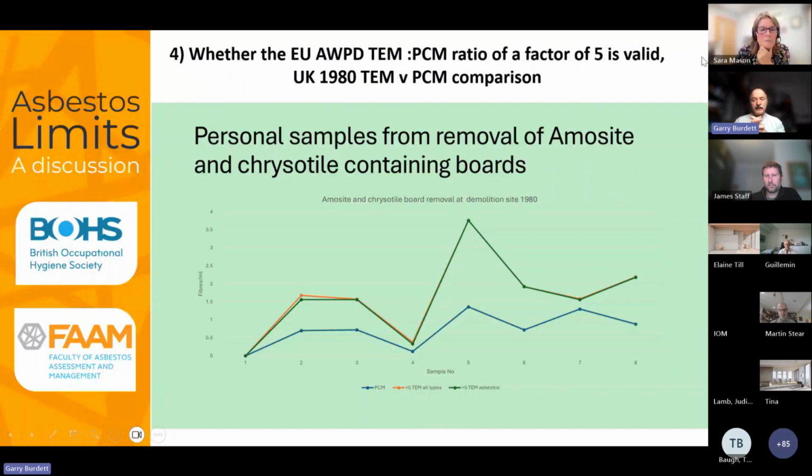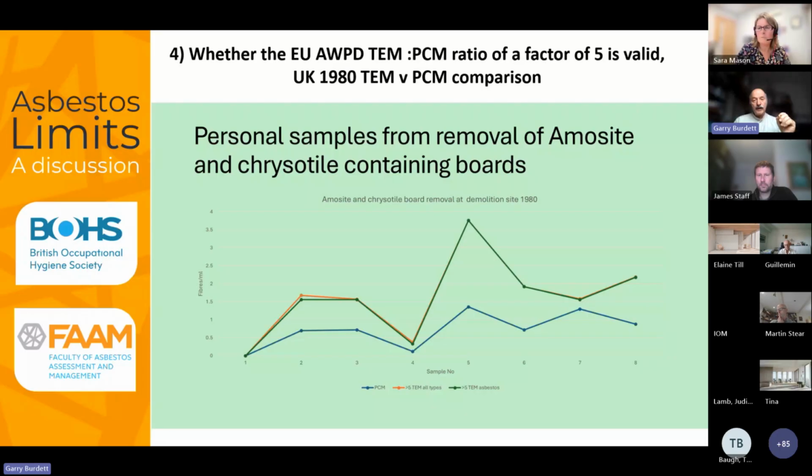went out on site in 1980, and this was removal of amosite and chrysotile board, and the top line is the TEM results. There's two there. One is all fibers of any type greater than 5, and the other one is asbestos fibers. So there were virtually no non-asbestos fibers in the samples, and the PCM result is the blue line below. And I just joined them all up to see if there was any correspondence or coordination. But you can see there's about a factor of 2 difference in the TEM result to the PCM result. But this was partly due to the difference in counting rules.